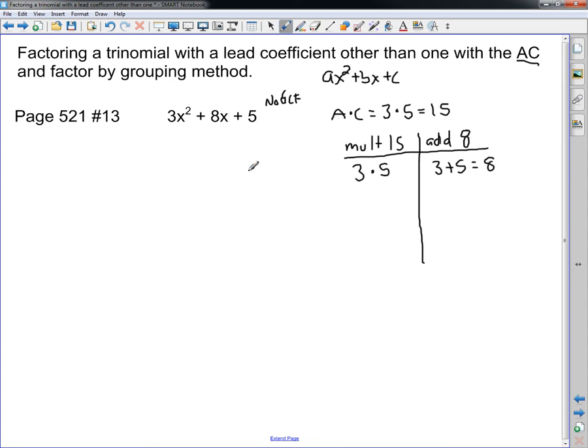Now here's the different part. The 3x squared stays the same. The plus 5 stays the same. But this 3 plus 5 replaces the 8x. So instead of a plus 8x in the middle, I'm going to have a plus 3x and a plus 5x. Okay, so I'm trying to find the combination that breaks up that middle term, and this is the process over here.